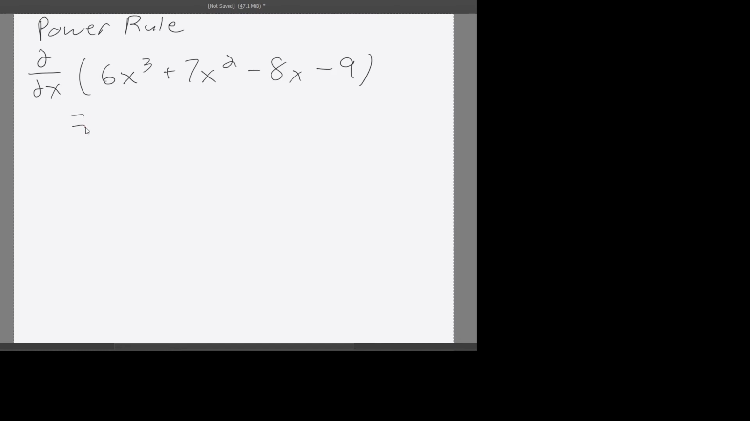Okay, now those were single terms. If you have multiple terms, it works the same way. Imagine I have the derivative of 6x to the 3rd power plus 7x squared minus 8x minus 9. I'm still going to go through this same exact process. So my coefficient is going to go out in front and get multiplied while the power goes down.